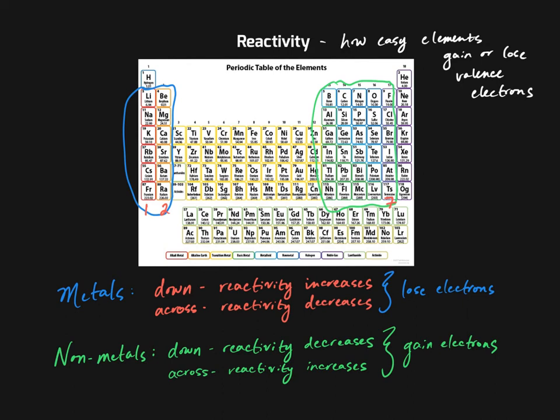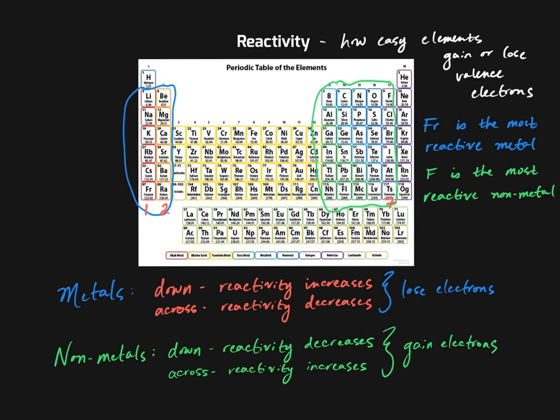Now, just a quick tidbit that helps you to keep these trends straight. Francium is the most reactive metal, and fluorine is the most reactive nonmetal.